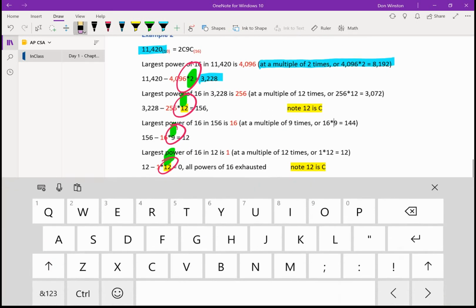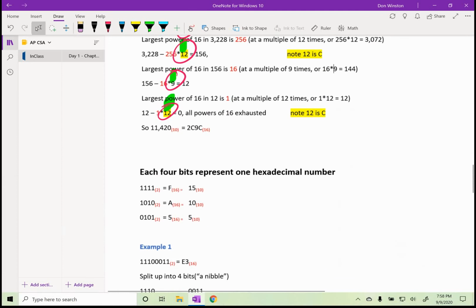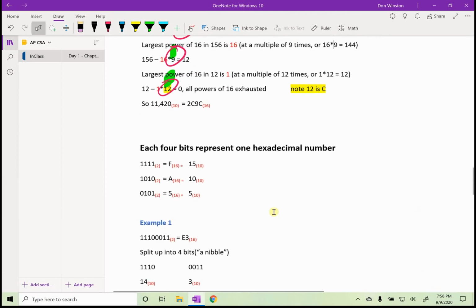So here, each 4 bits represent 1 hexadecimal number. So 1111 base 2 is 15 base 10. How do I know 1111 base 2 is 15? Well, I have 8, 4, 2, and 1. 8 plus 4 plus 2 plus 1, that's 15. And that's F, base 16.